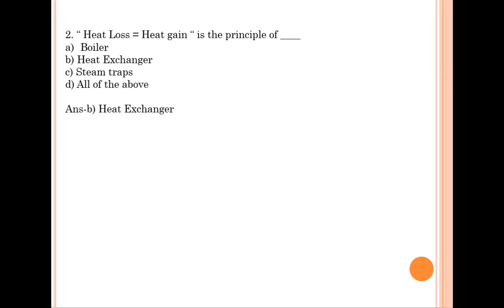Heat loss is equal to heat gain is the principle of, from these options: boiler, heat exchanger, steam traps. You see, heat exchanger is the right answer. Why? Because in a heat exchanger, basically two fluids are used. One is a hot fluid, one is a cold fluid. One gaining the temperature, one losing the temperature. So heat loss is equal to heat gain. This principle is used in a heat exchanger.